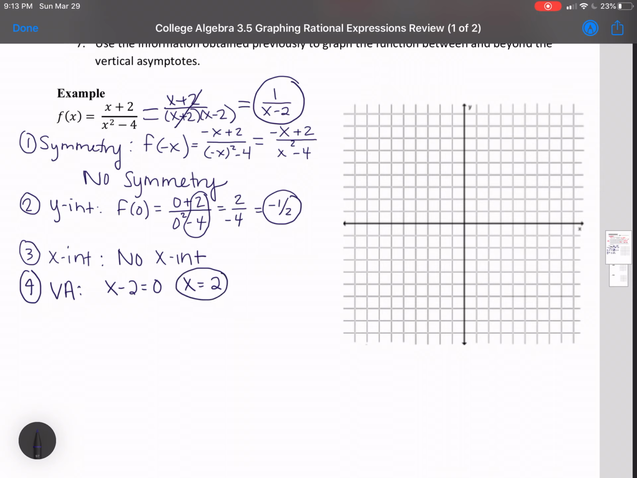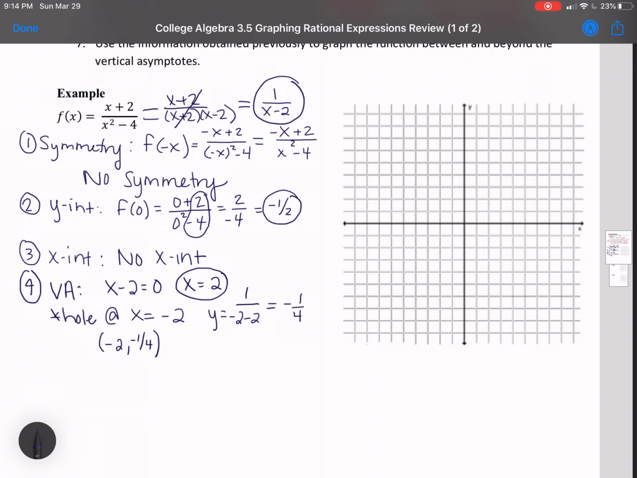But we also have a hole in our graph. Remember, whenever we cancel factors between the numerator and the denominator, we have a hole. So we have a hole at x equals -2. We want to find what that y value would be if we plug that in. If we plug in -2, we have y equals 1 over -2 minus 2, which would be -1/4. So we have a hole at the ordered pair -2, -1/4.